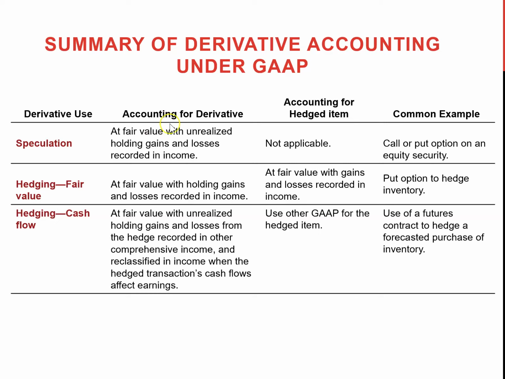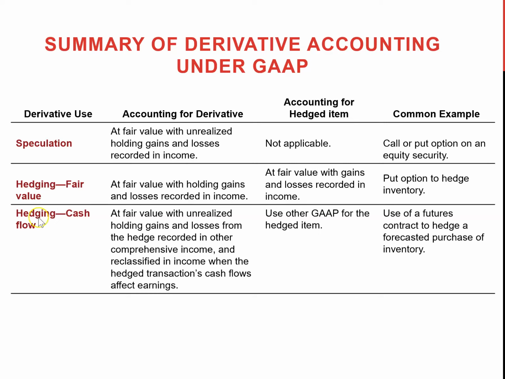So call and put options are examples of speculation. And when you do the accounting, you have to record the call and put option values on your balance sheet based on the fair values, and depending on the changes in the equity price, you will also record unrealized holding gains or losses. And remember, this speculation-related unrealized holding gain or loss will be in your income statement, and it's not hedging, so there is no other item related or hedged item here.